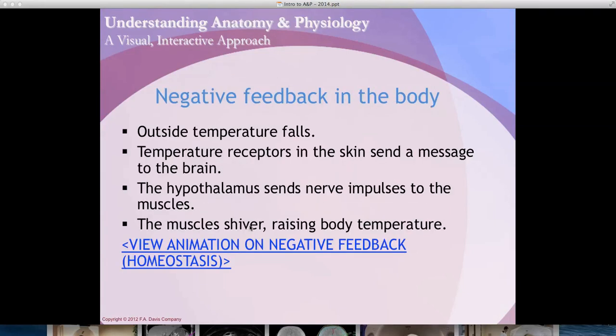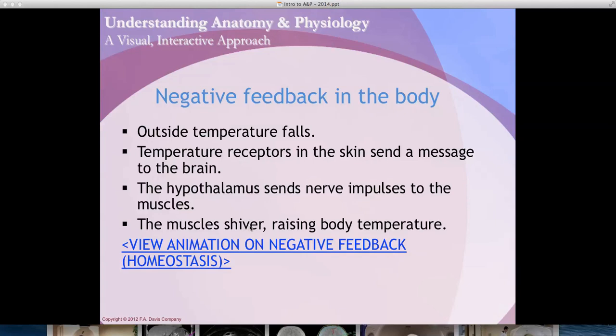That same kind of system happens in our body to control temperature. So the outside temperature falls, temperature receptors in the skin send a message to the brain. The hypothalamus sends nerve impulses to the muscles, we shiver, and the body temperature rises. Body temperature gets back up to where we want it, between 97 and 99 degrees, and the hypothalamus tells the muscles to stop shivering until that temperature drops back down again.